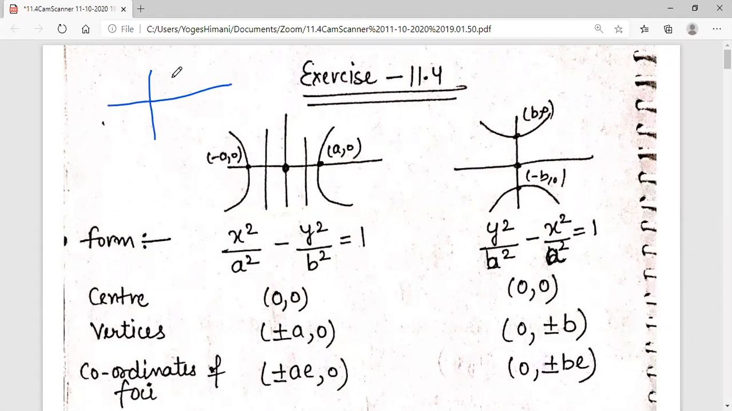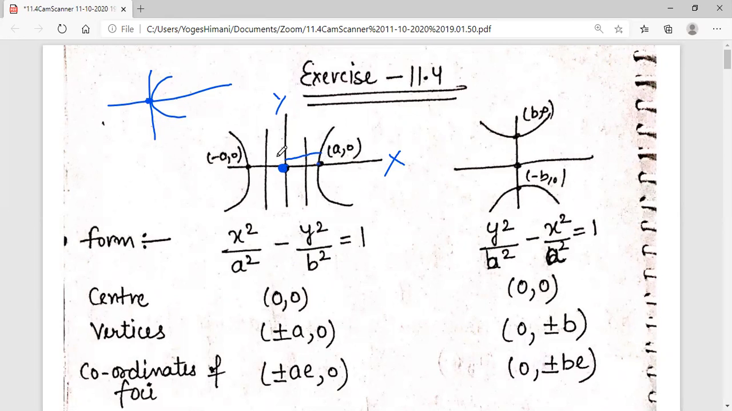Y-axis, x-axis, and you were drawing the parabola here, where both lines are intersecting. But your hyperbola will not start from the origin. You can see this is the origin, this is your x-axis, and this is your y-axis. Your hyperbola is not at the origin. It has some distance. This is the distance, and it's here. How much is the distance?